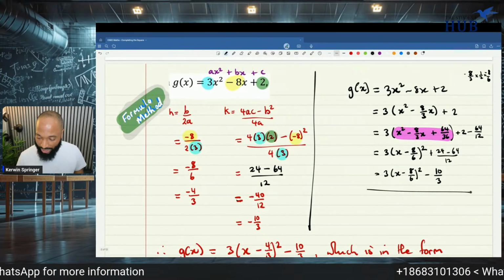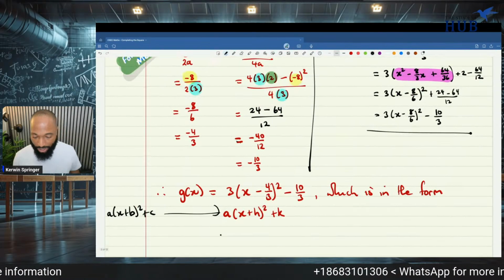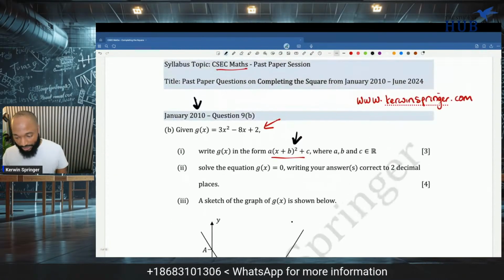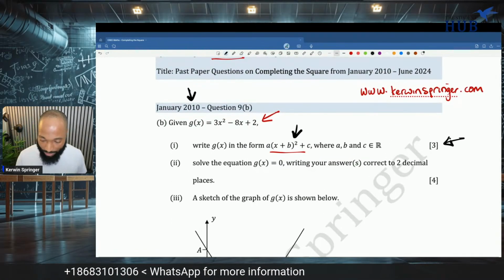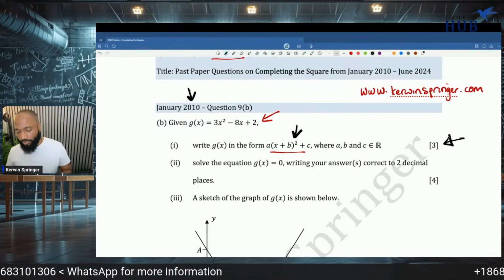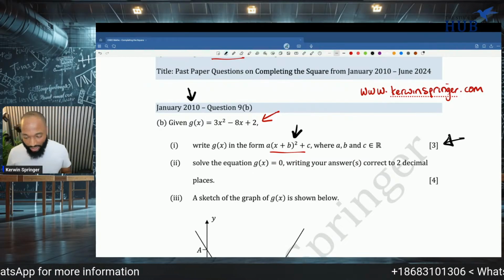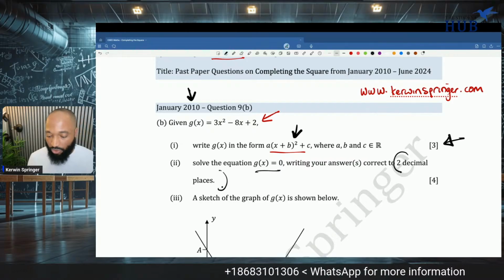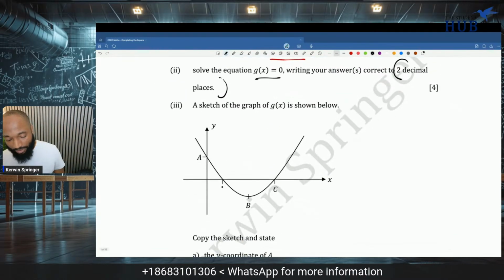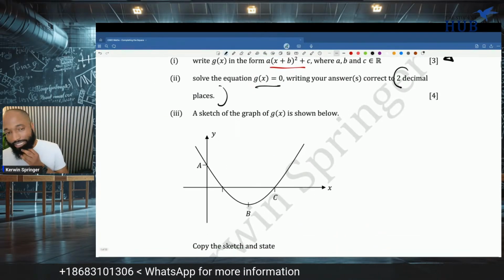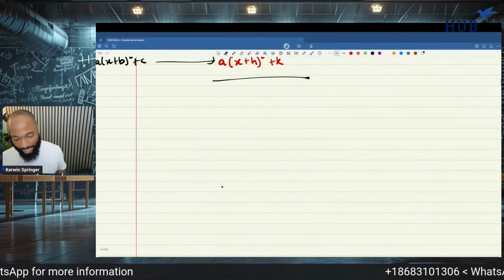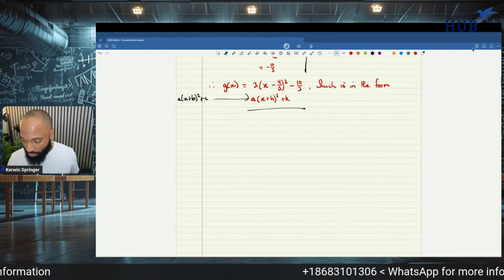So whether you do this method or the formula method, you must be able to complete the square, because after you've completed the square, and they gave you 3 marks for that back in the days, now they usually give you 2, you are asked to solve the equation, writing your answers to 2 decimal places. So we get a chance to solve. Now keep in mind, every time you complete the square, you are asked 3 main concepts, and I'll state them here in a fresh new page.